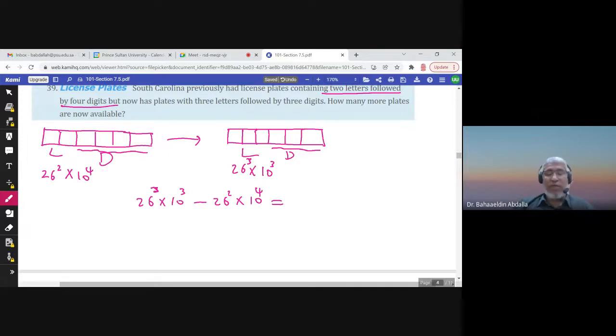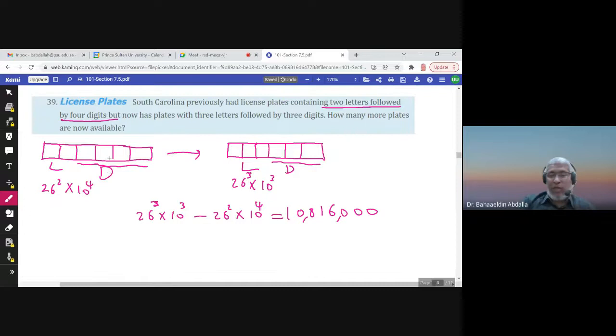The difference is 1 million. Wow. Is it 1 million even? 10 million. 10,816,000. That's a big difference just because they changed one position from a digit to a letter.